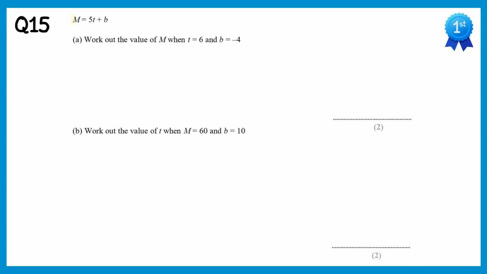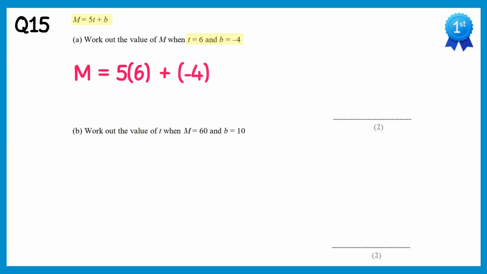For this question I have a formula, m equals 5t plus b, and I've been told that t is 6 and b is negative 4. So I'm going to write the formula out once again, but instead of t, I will write 6, and instead of b, I will write negative 4. So m equals 5t, but we know t is 6, plus b, but we know b is negative 4.